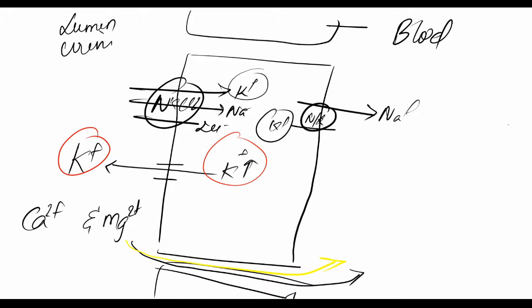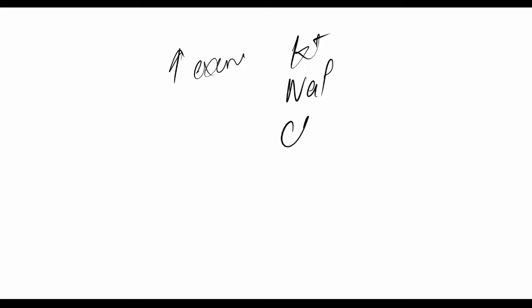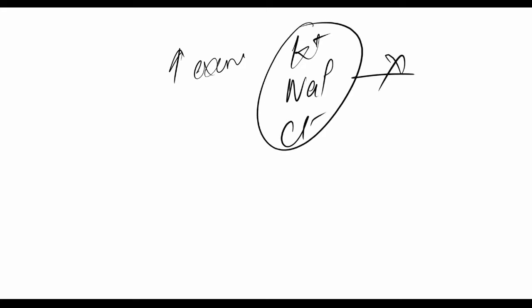This is the mechanism of action of the normal loop of Henle. So in case of administration of loop diuretics, this is going to be blocked. We're blocking the NKCC2, and because of the block of the sodium potassium chloride cotransporter, the sodium, potassium, and chloride are not being reabsorbed. So they are going to be present in the urine. Because of this blocking of the NKCC, there is going to be an increased excretion of potassium ions, sodium ions, and chloride ions, as they are not being reabsorbed.